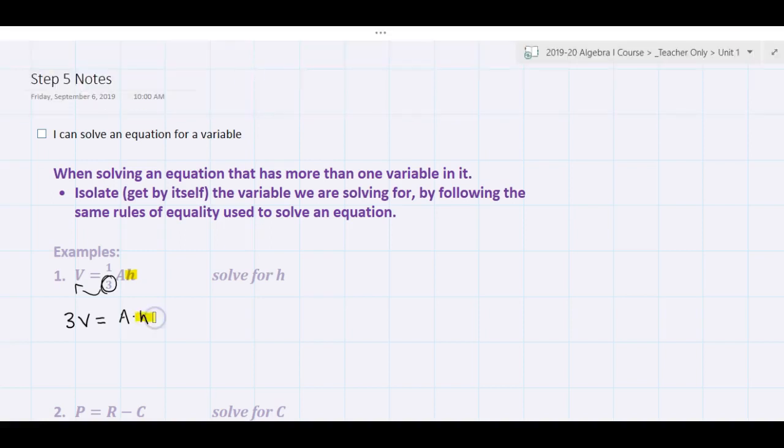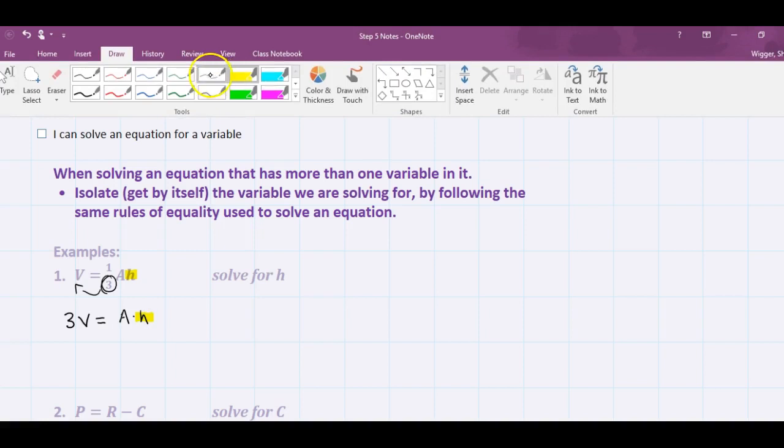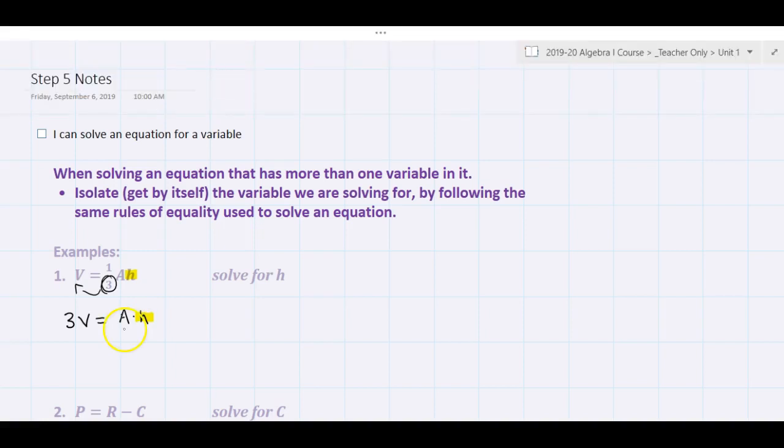Again, I'm solving for h, so I'm going to leave h right where it's at, and I'm going to move the a to the other side. I have a times h, so to move a to the other side, I need to divide both sides by a. When I divide a by a, that equals 1. So I have 3b divided by a equals h. And I've successfully solved this equation for h.